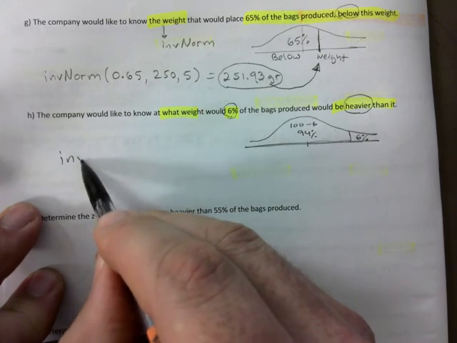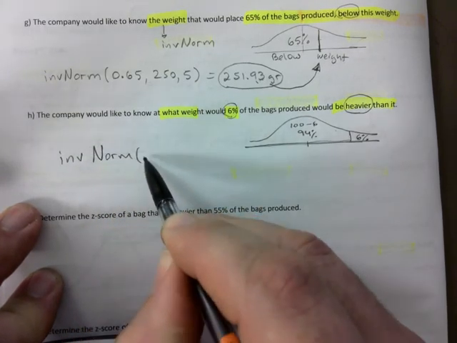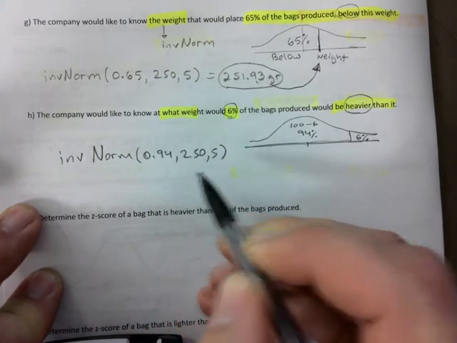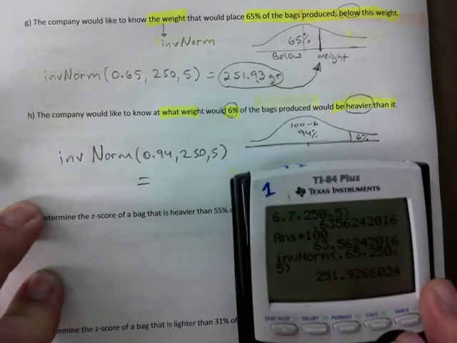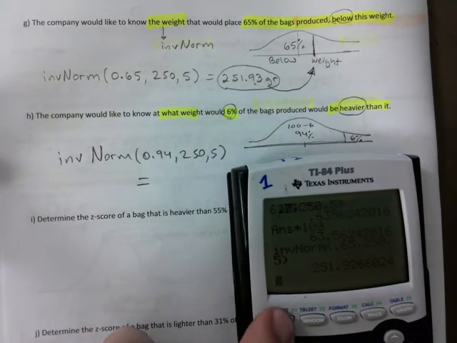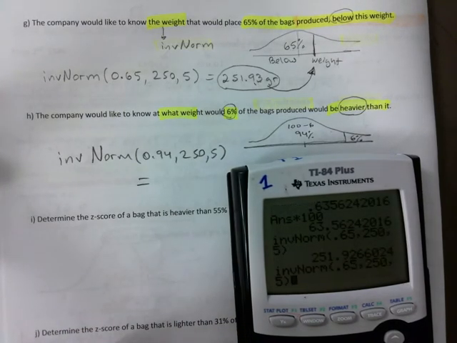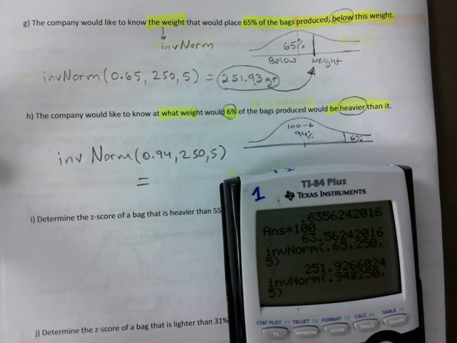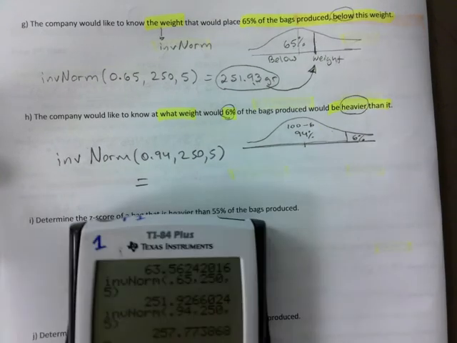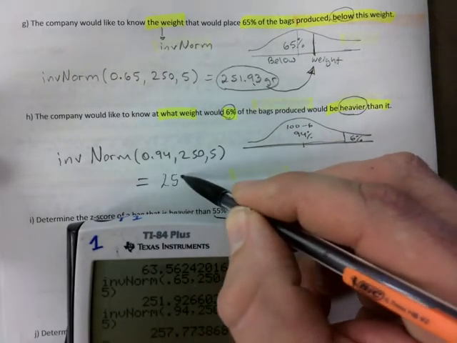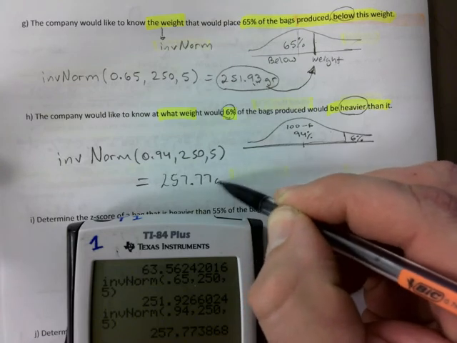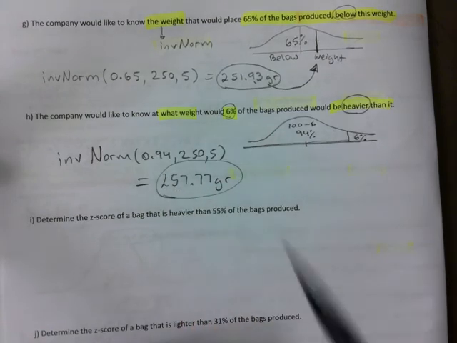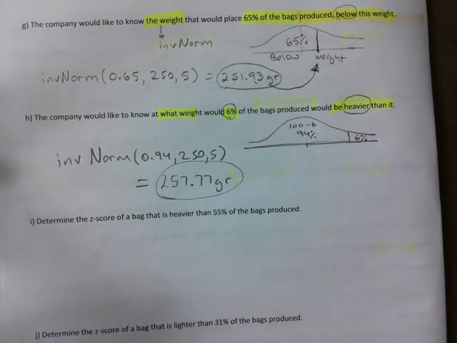So inverse norm is 0.94, 250, 5. I'm going to call it again. Second enter. I'm just going to change that 0.65 to 0.94. And that's 257.77 grams. So you're finding the actual weight of the bags. Okay.